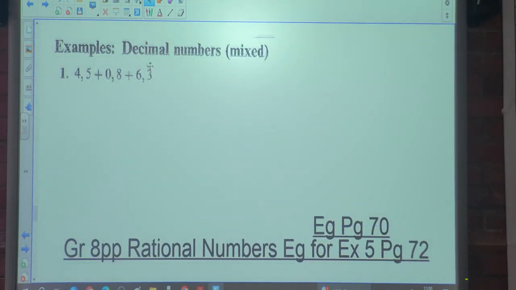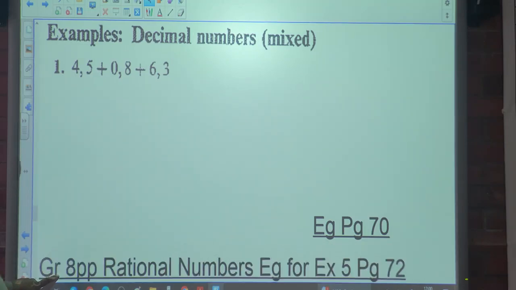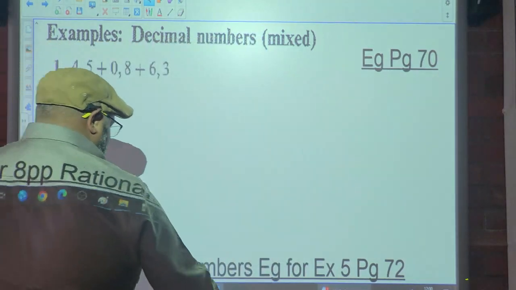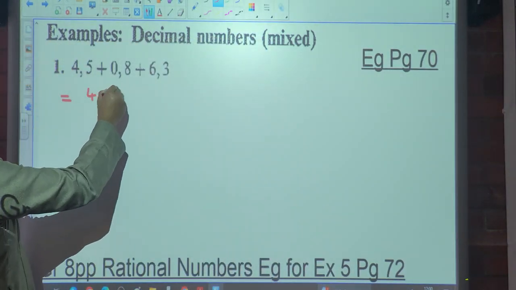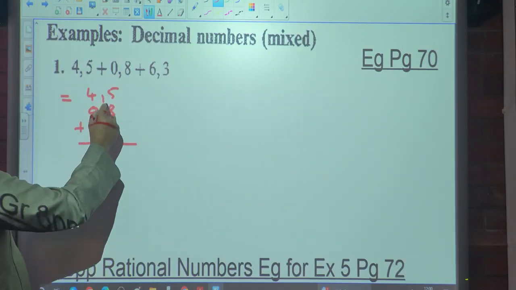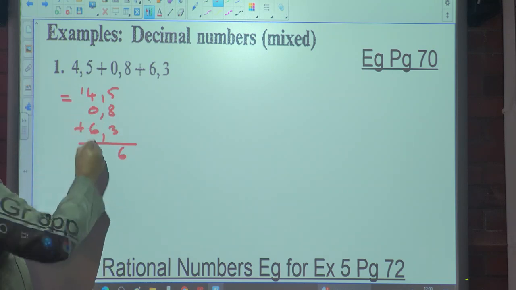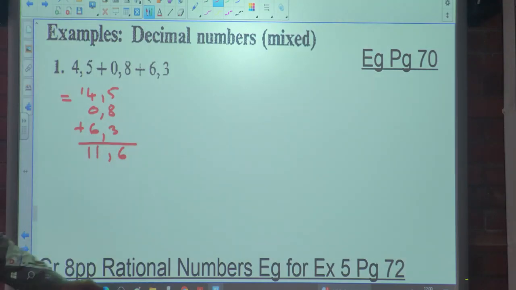So now we're going to look at decimal numbers mixed. So let's go. In other words, all addition here is 4,5 plus 0,8 plus 6,3. We add. 3 plus 8 is 11, plus 3 is 6. So it's going to give you 11. So the answer is 11. Any issues there?